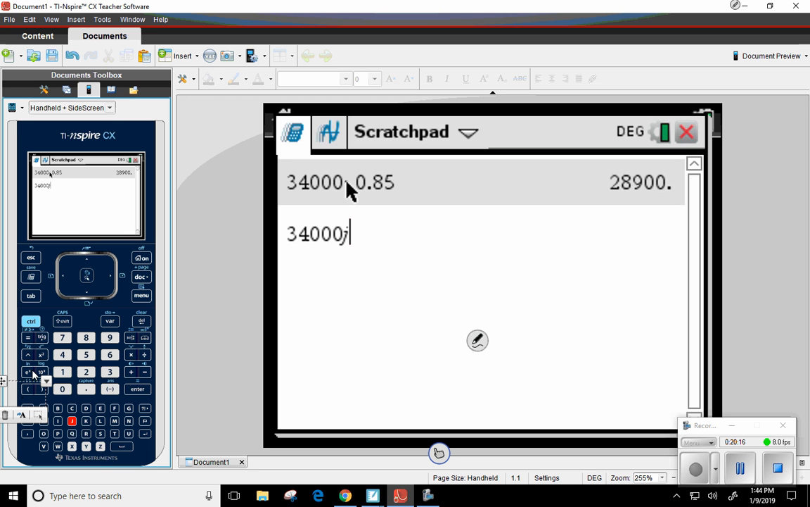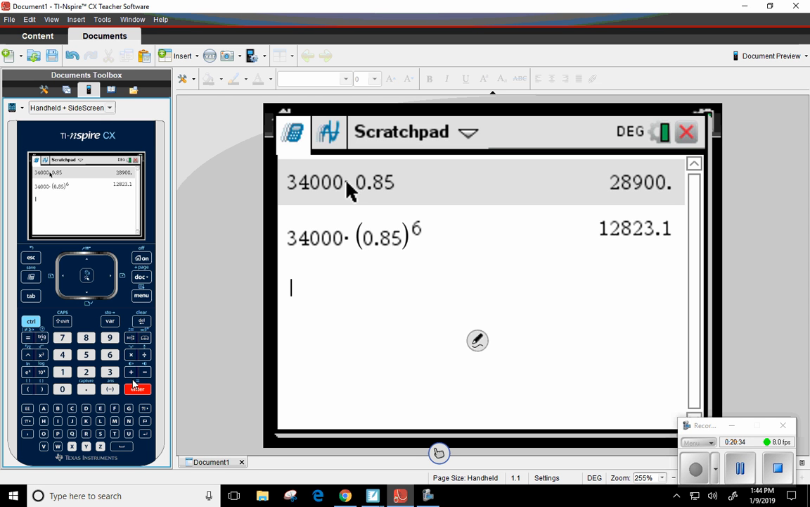Oh, and it actually typed in J. Good. Okay, so 34,000, parentheses, 0.85. See, now we're going a lot faster. To the power of 6. Okay. So here we go.